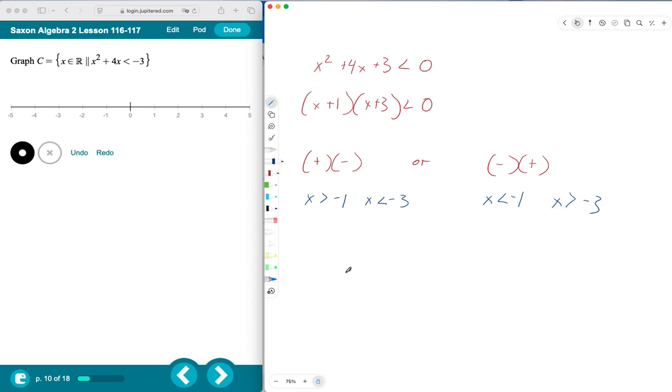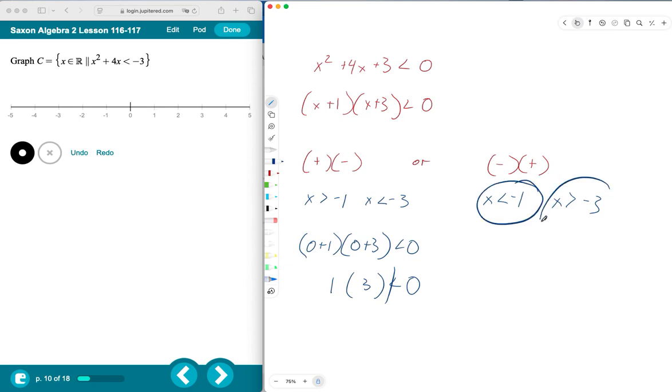All right, so we'll test those out. We'll test the first one. That would be greater than negative 1, so 0 plus 1, 0 plus 3, less than 0. 1 times 3 is not less than 0. So it's going to be this one and this one. That's the cool thing about the less thans. You only have to test one of them to figure out which pair it is.